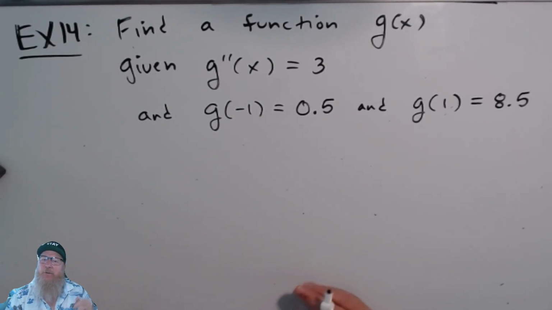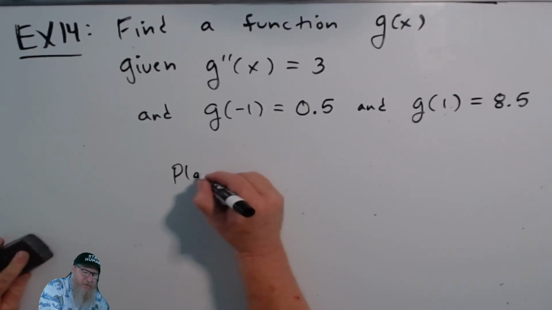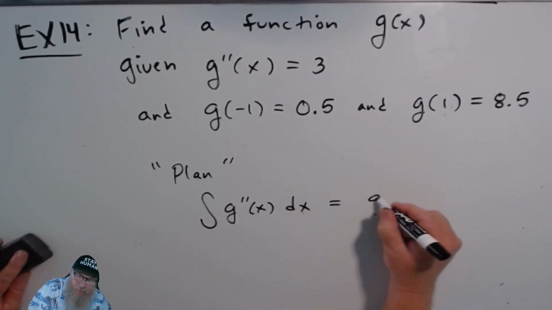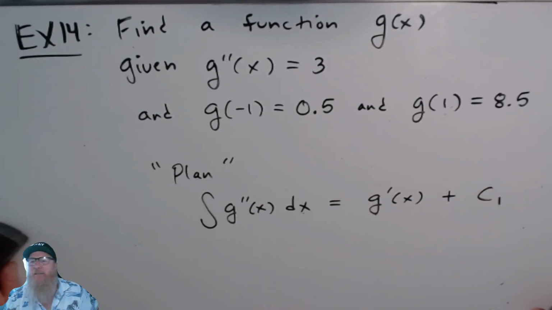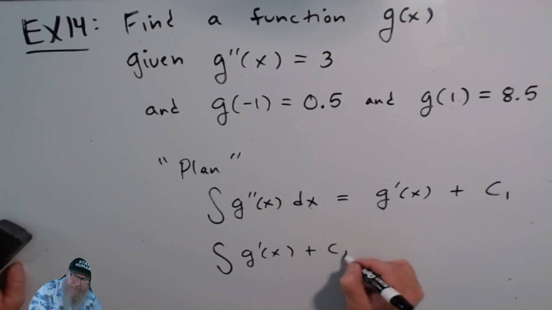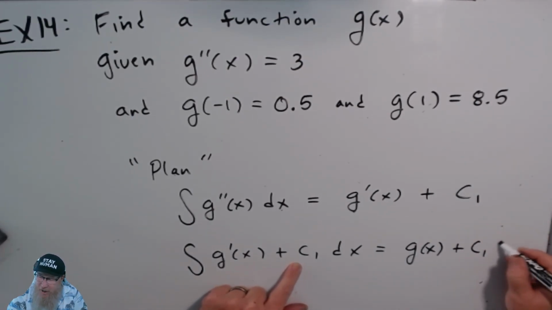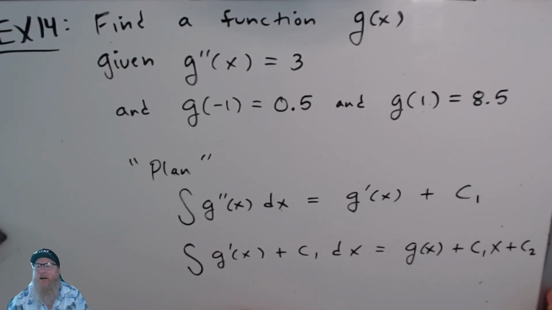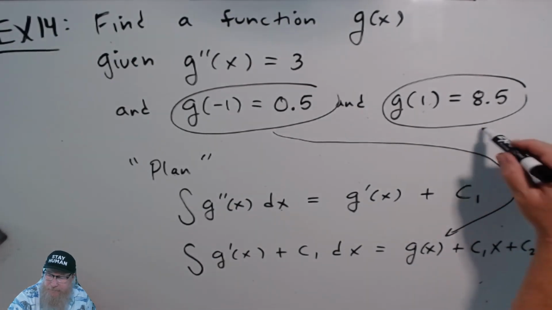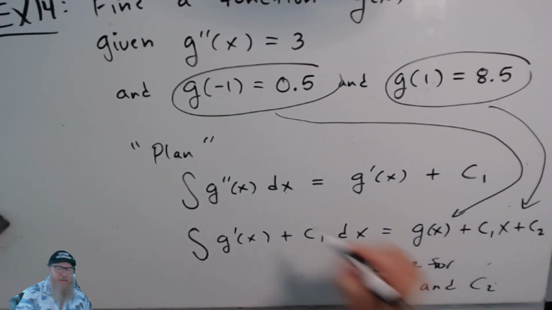You'll also need to do the antiderivative twice. So let's just write our plan first. We'll do the antiderivative of the second derivative, and that will give us the first derivative plus the first constant. Then we do the antiderivative of the first derivative, and that will give us the function plus the first constant times x plus a second constant. Then we will use 2 points to solve for C1 and C2. So that is our plan of attack.